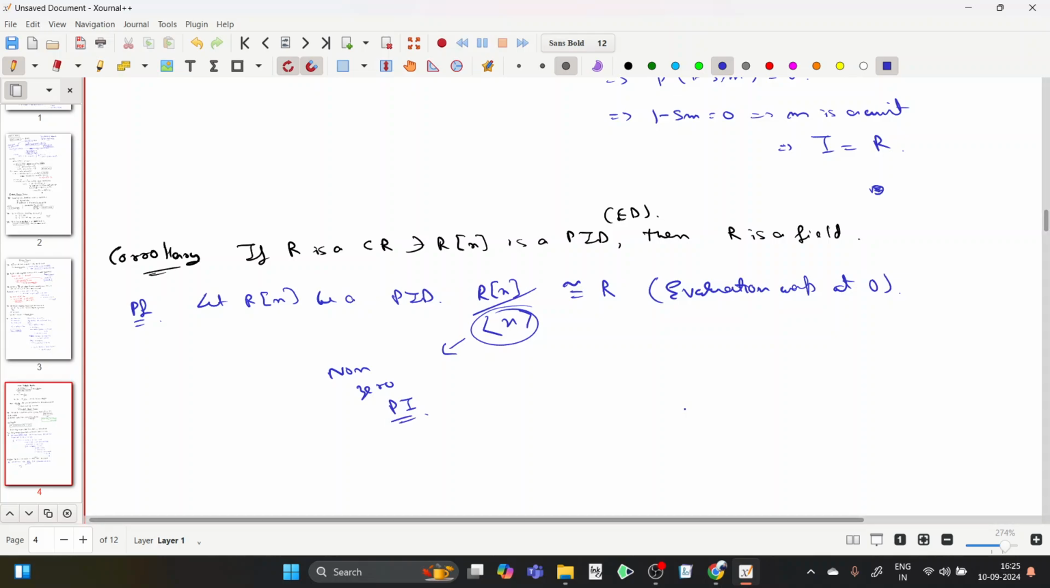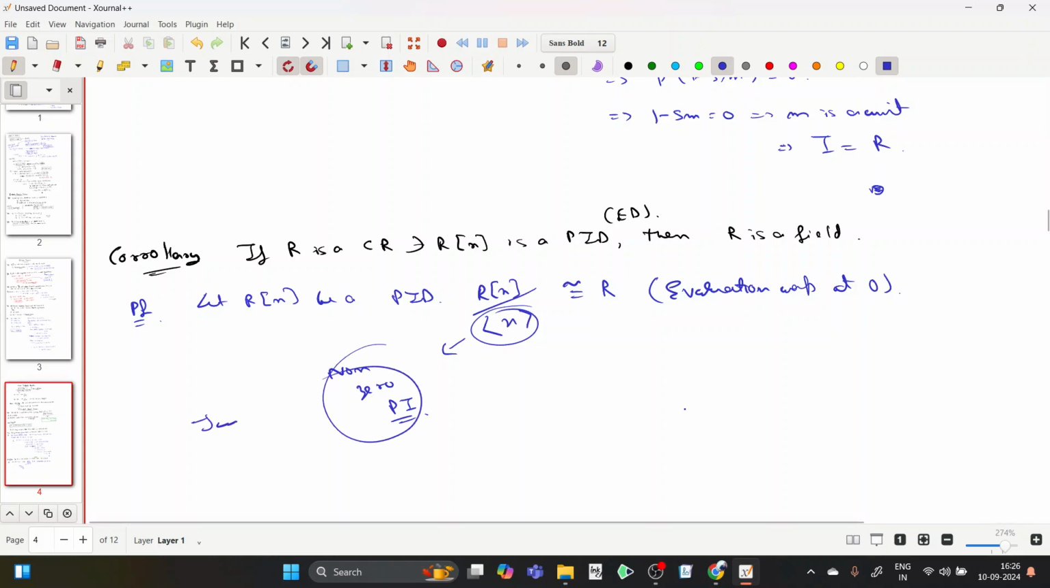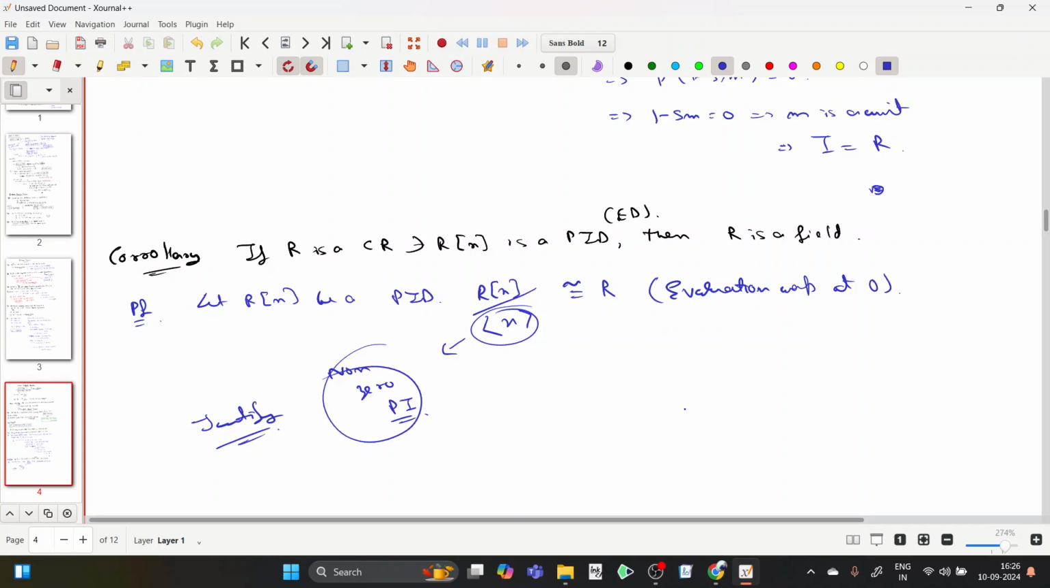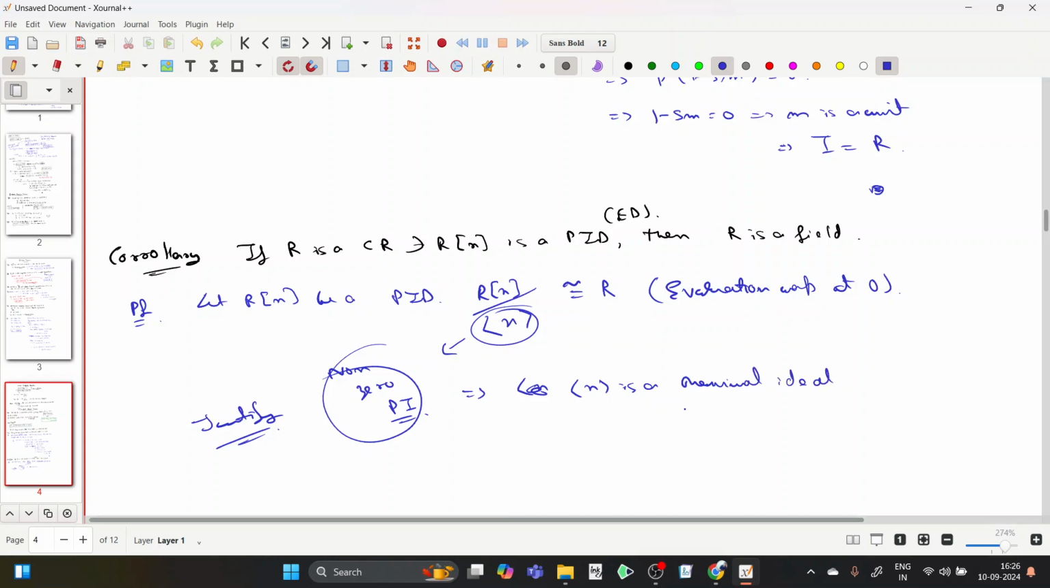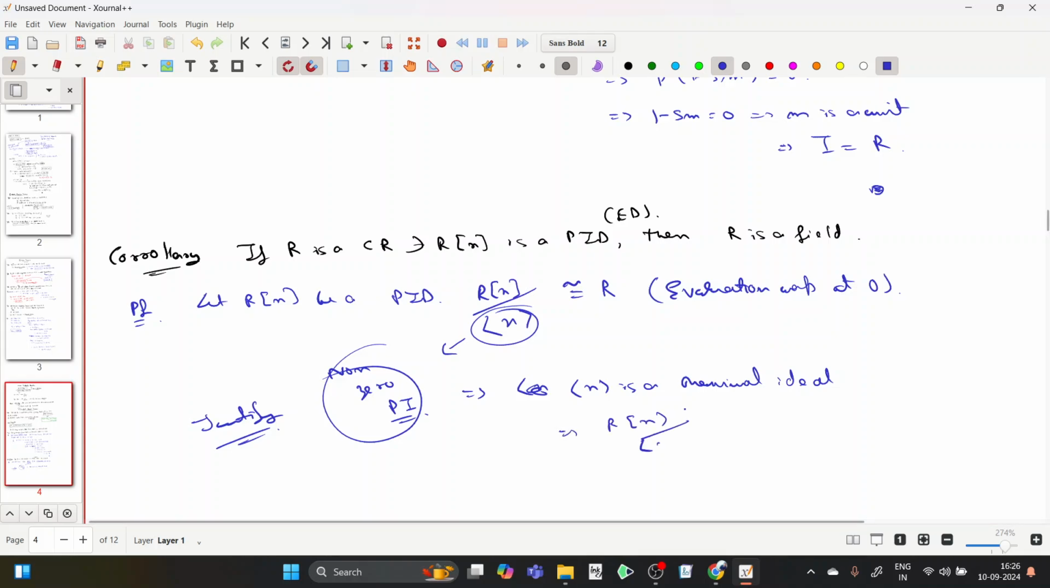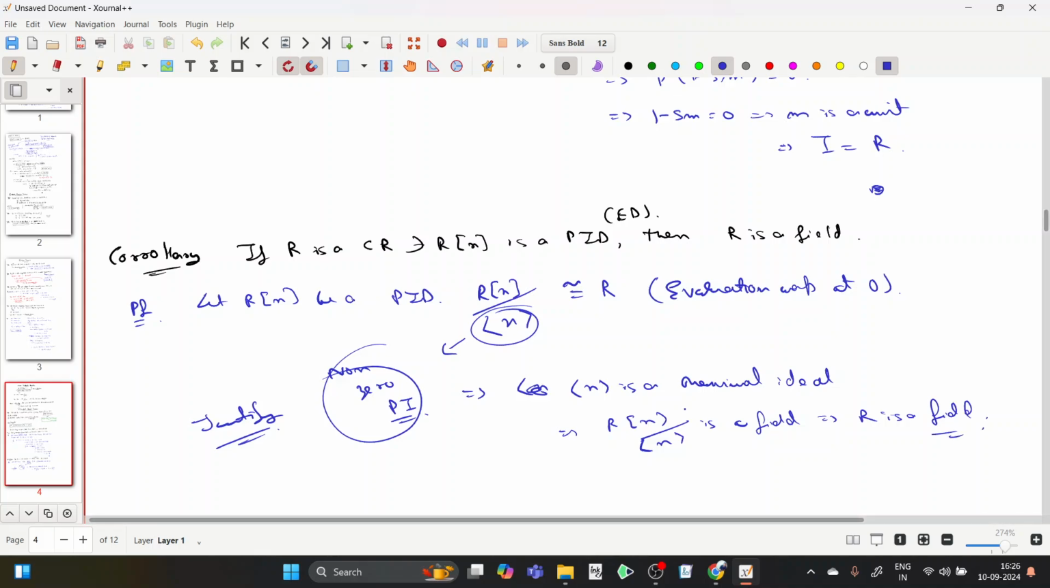Clear? This is very easily justified. So let me just use the statement justify. Okay. But observe that since x is a non-zero prime ideal, this means that this is a maximal ideal. This is a maximal ideal, right? This is a maximal ideal, but this means that Rx mod x is a field, which means that R is a field. Clear? Okay.